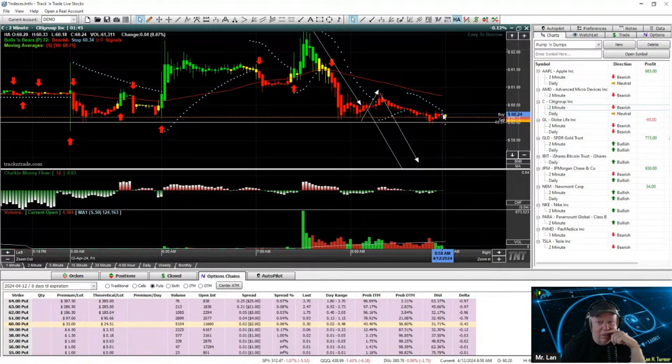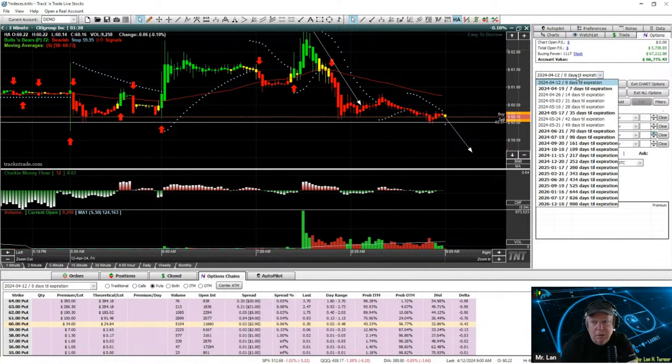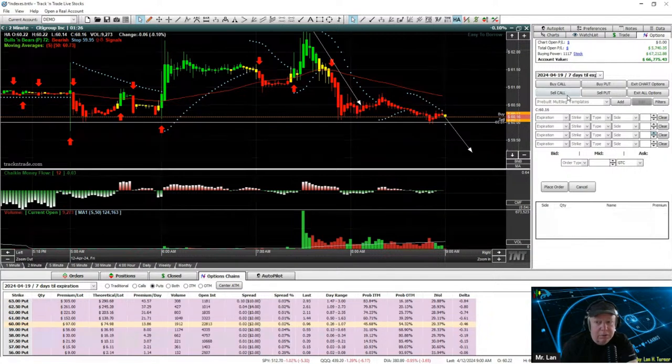It's trying to go down again right here, isn't it? It's trying to flush out the bottom of this thing. It's probably going to break now. Now it'll break. Go short on it, Lan. Go short. Buy yourself a put option.